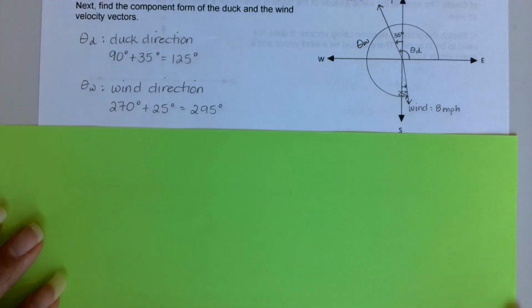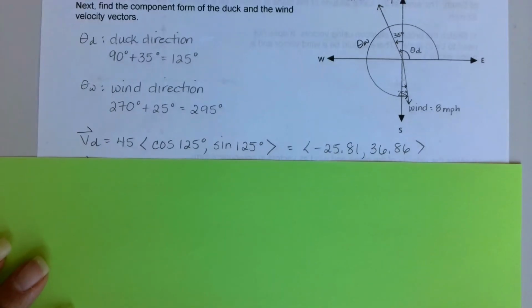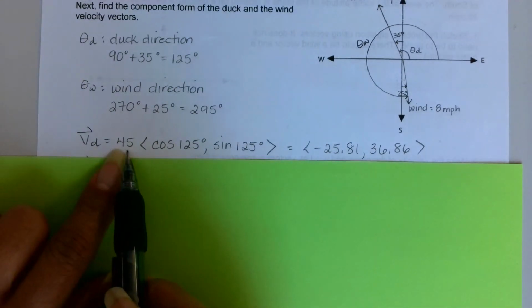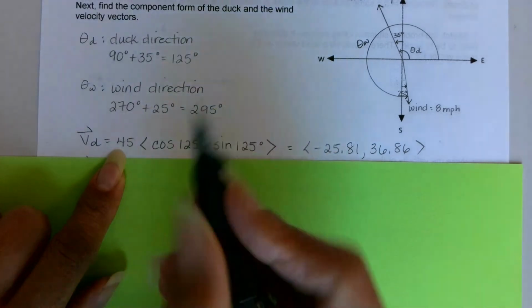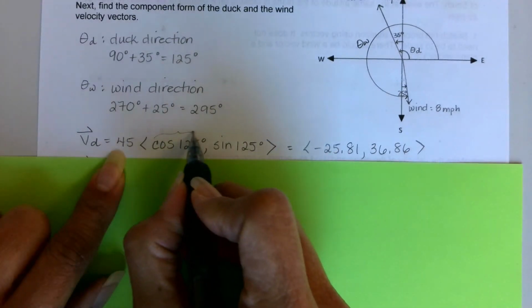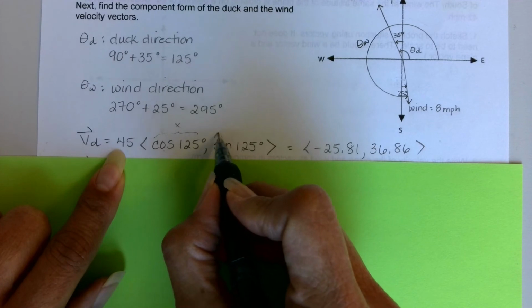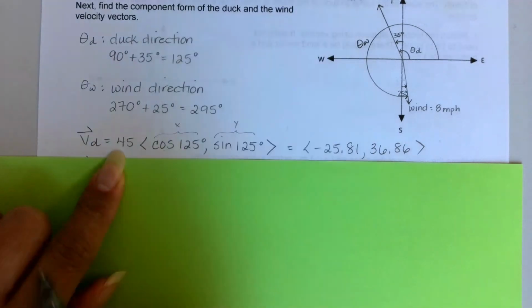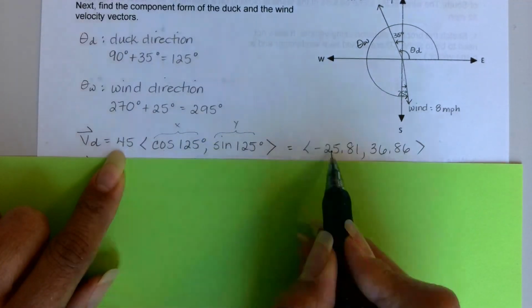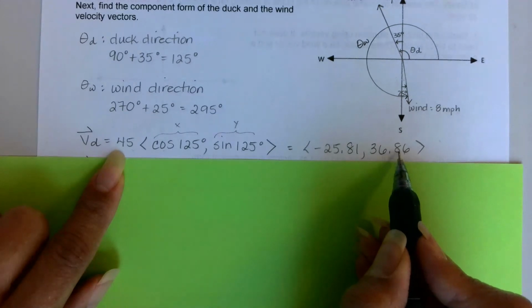Okay, so again, the vector component for the duck: write down the magnitude. Cosine is x, sine is y. Don't forget that. This is always your x. This is always going to be your y. Distribute, and you're going to get those two answers.